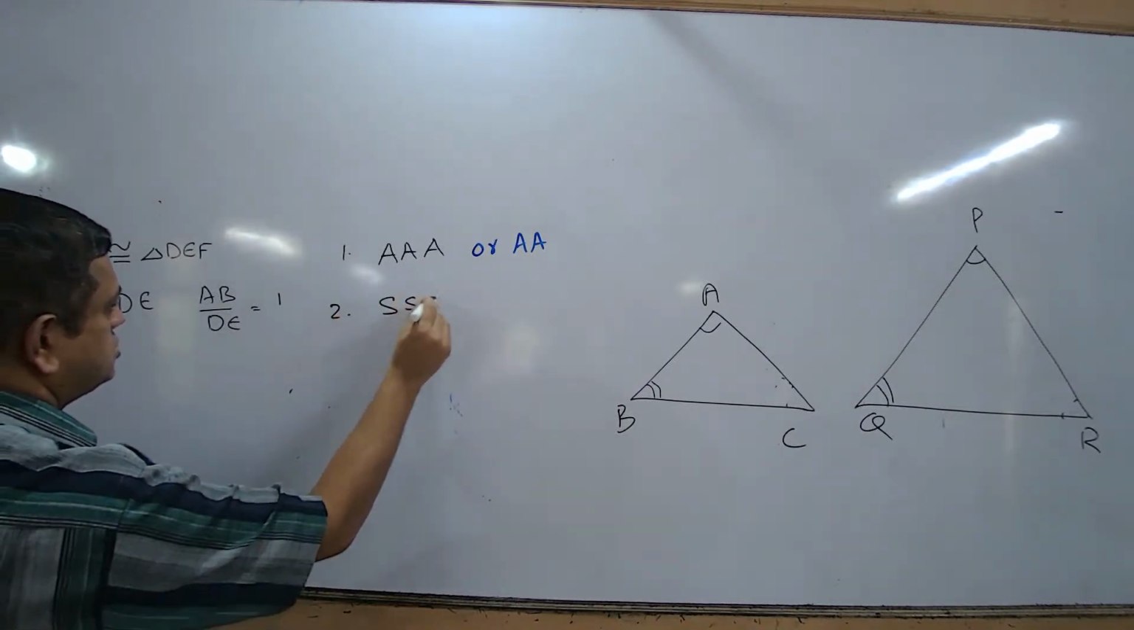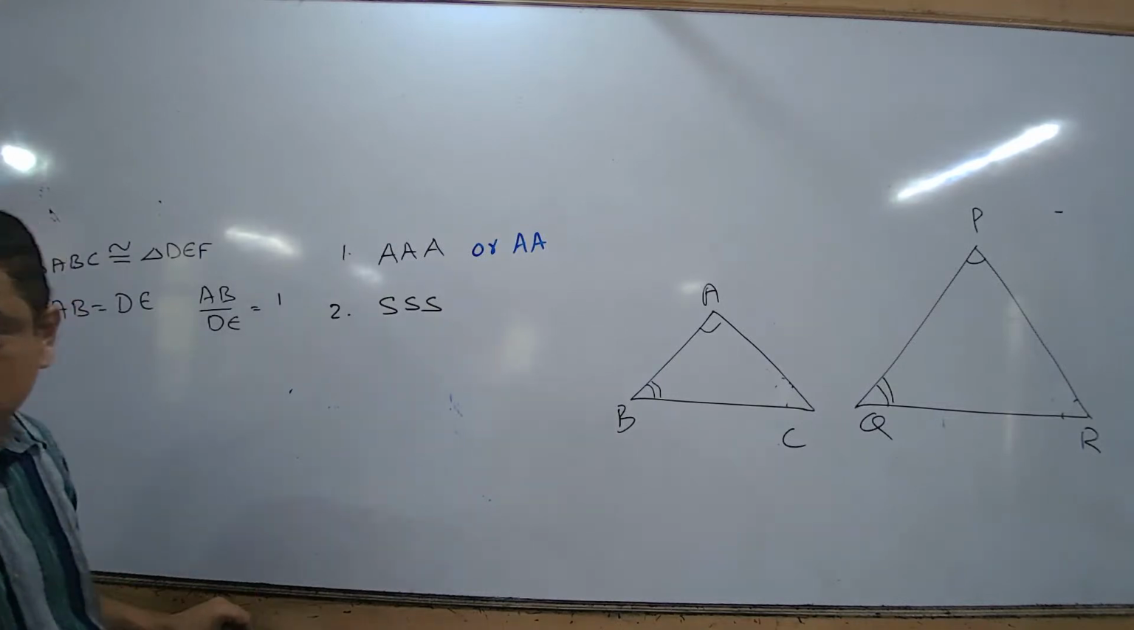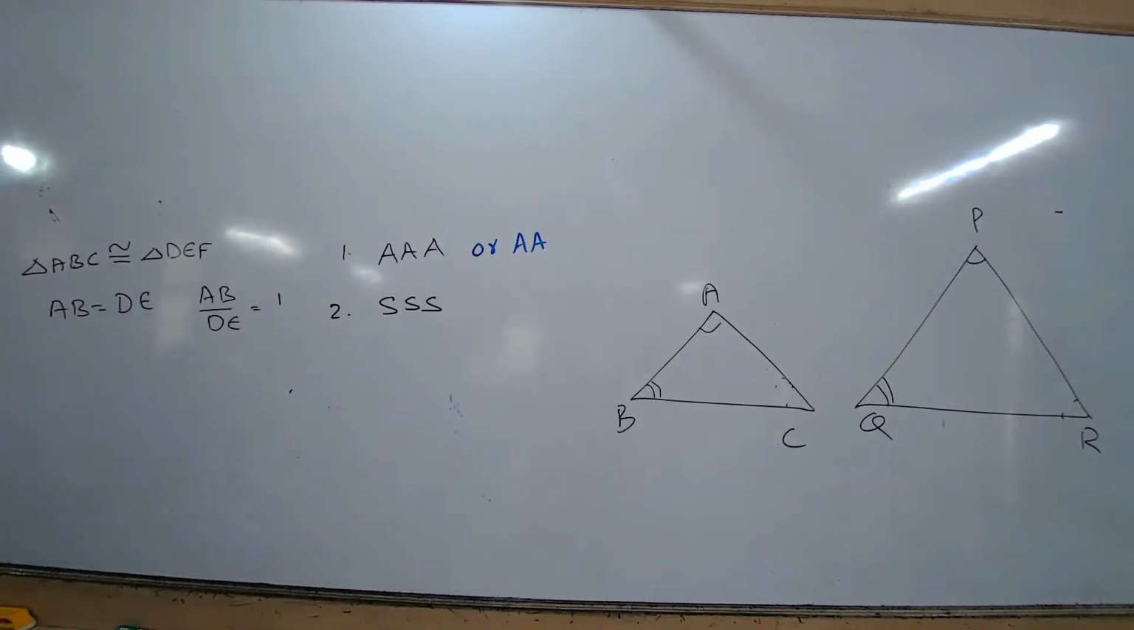Second. What is this one? SSS. Do you know what is SSS similarity? All the sides are equal. Corresponding sides are proportional. We are talking about similarity. Equal means congruent. Similarity means proportional. Corresponding sides are proportional.